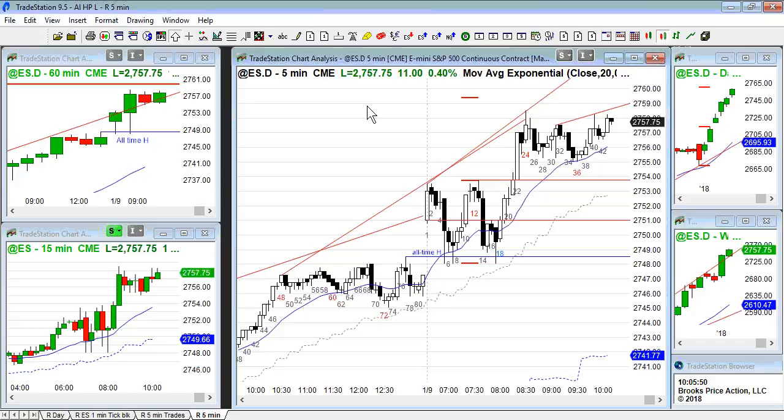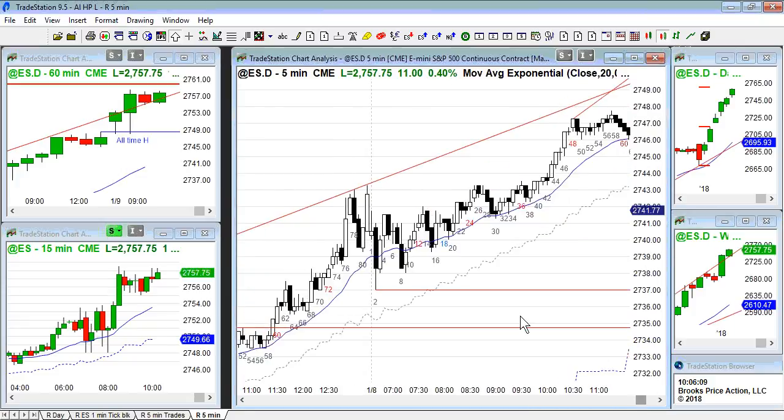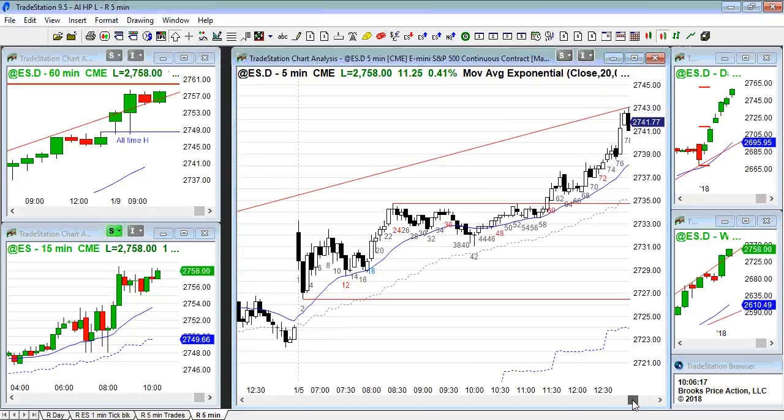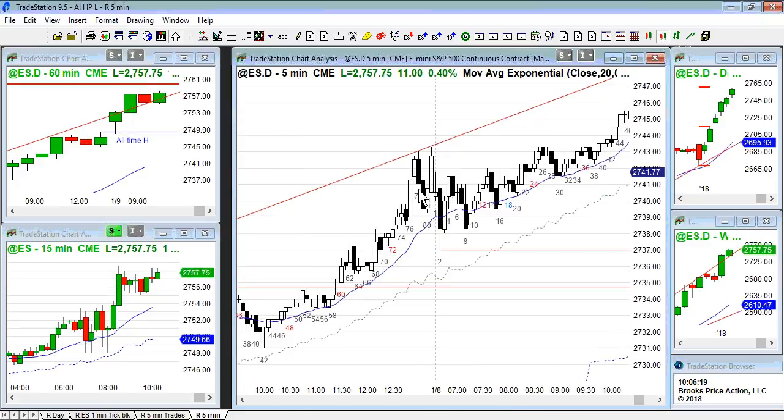Bulls need a breakout. They can get it with 1 or 2 big bars or with 4, 5, 6 small bars like this. They're hoping that instead of a wedge, major trend reversal, double top, major trend reversal, this is the start of a bull channel like we've had so many days this week. Like this, pulls back for 2 or 3 bars, yet it just keeps channeling up like this.